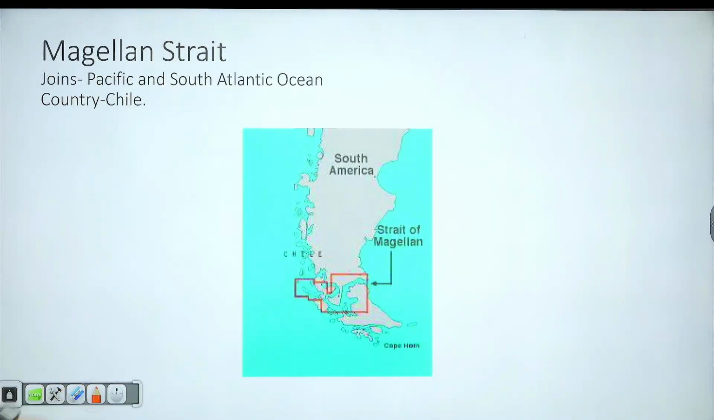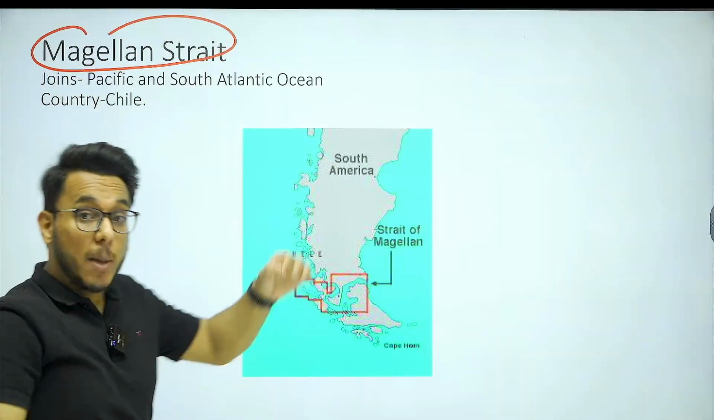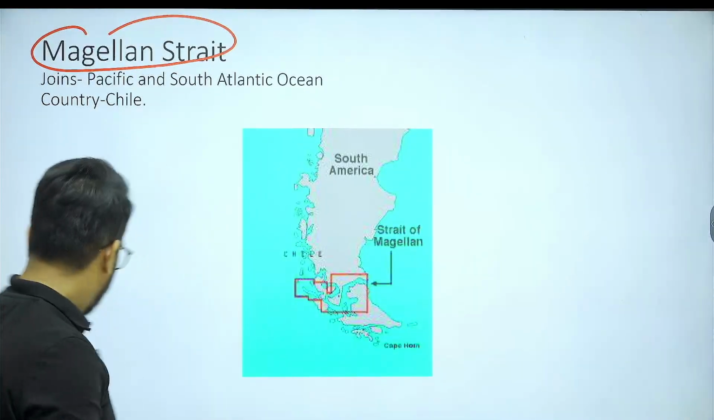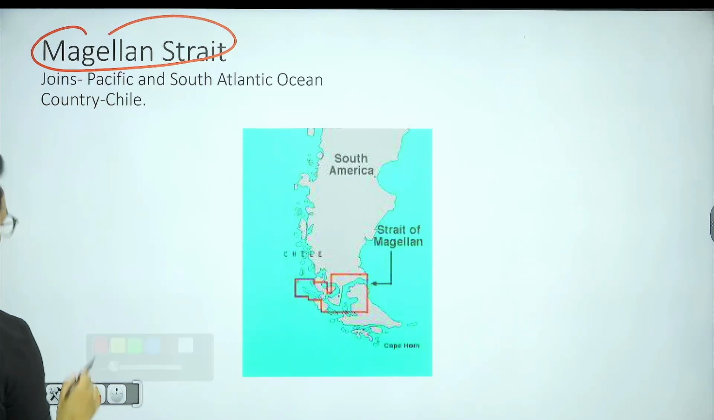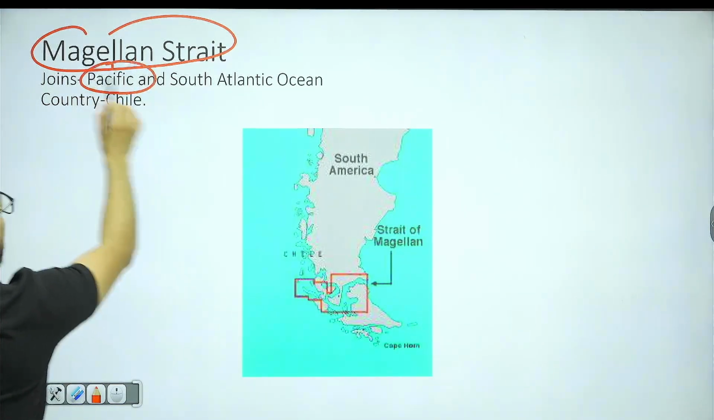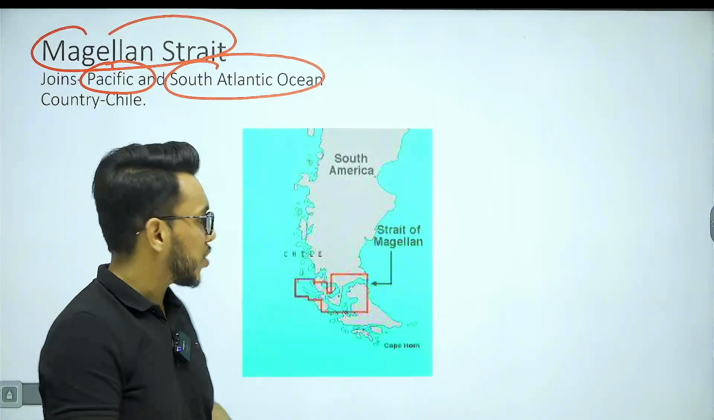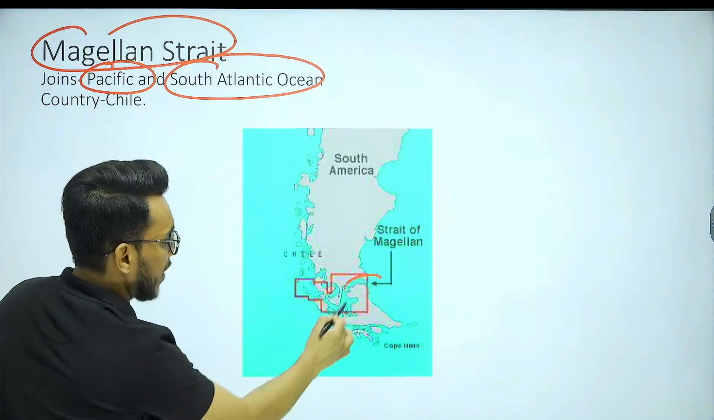Then next we have the Magellan Strait. The Magellan Strait is on the tip of South America, and what it does is join the Pacific and South Atlantic Ocean. Weather conditions are really stormy here. Strait of Magellan.